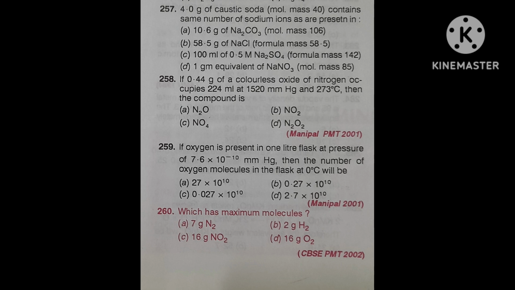Now the second, NO2: that is 32 plus 14, so it will not come to 44. NO4 also is more, so it is also not possible. N2O2 also can't be the answer, because it is 28 plus 32. Hence the first option, N2O, is the only correct one.